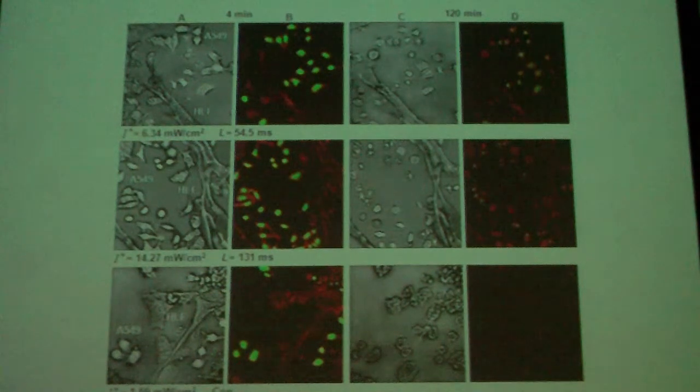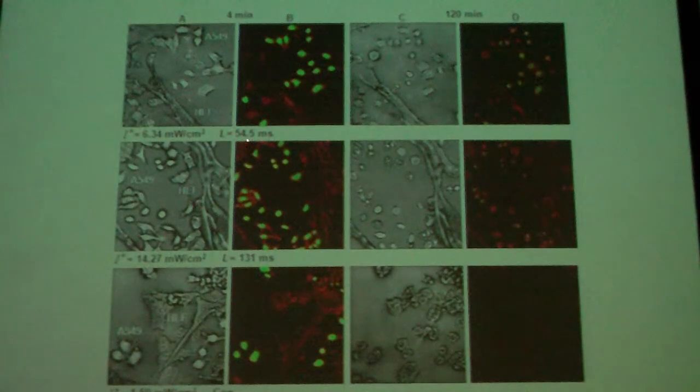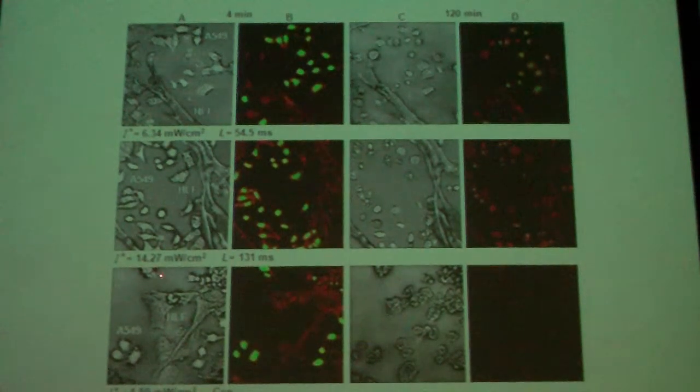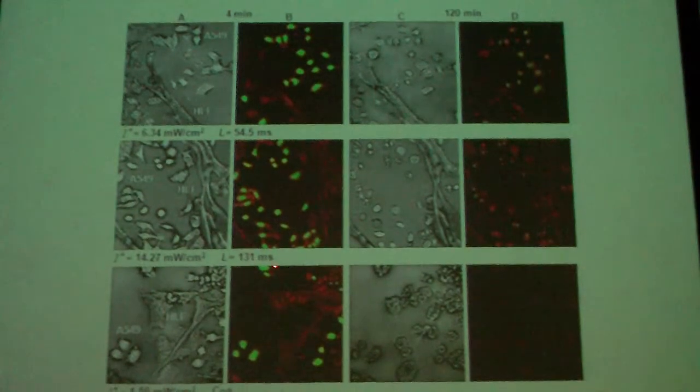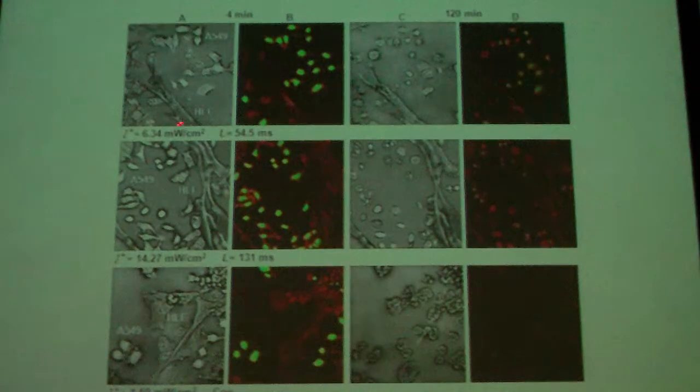If you compare the first images, which show the monitoring of cells using the irradiance of 6.2034 and exposure time of 54.5 milliseconds, with the second, which is the light intensity of 14.27 and pulse length of 131 milliseconds, and the last one, which is the continuous excitation, you can find that after 2 hours, using this pulse length and this irradiance, most of the cancer cells are dead, but the normal cells are still alive.